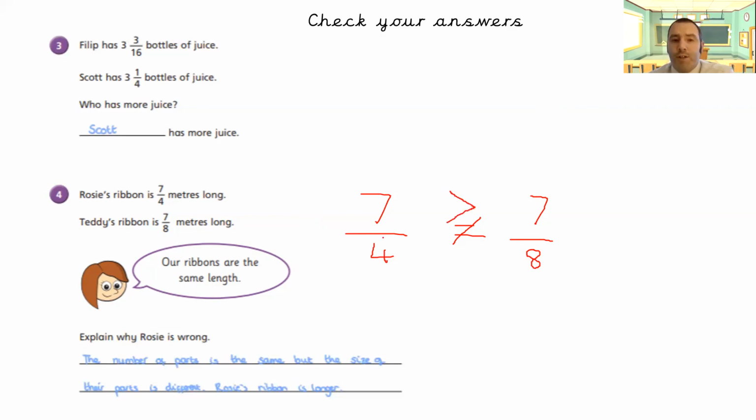So 7/4, if I convert this into a mixed number, becomes 1 3/4, and I've got 7/8 on this side still. We can see now, just by looking at that number, I've got a whole number on one side with a fraction, and I've just got a fraction on the other side. So again, just another way of proving that Rosie is wrong on this occasion.